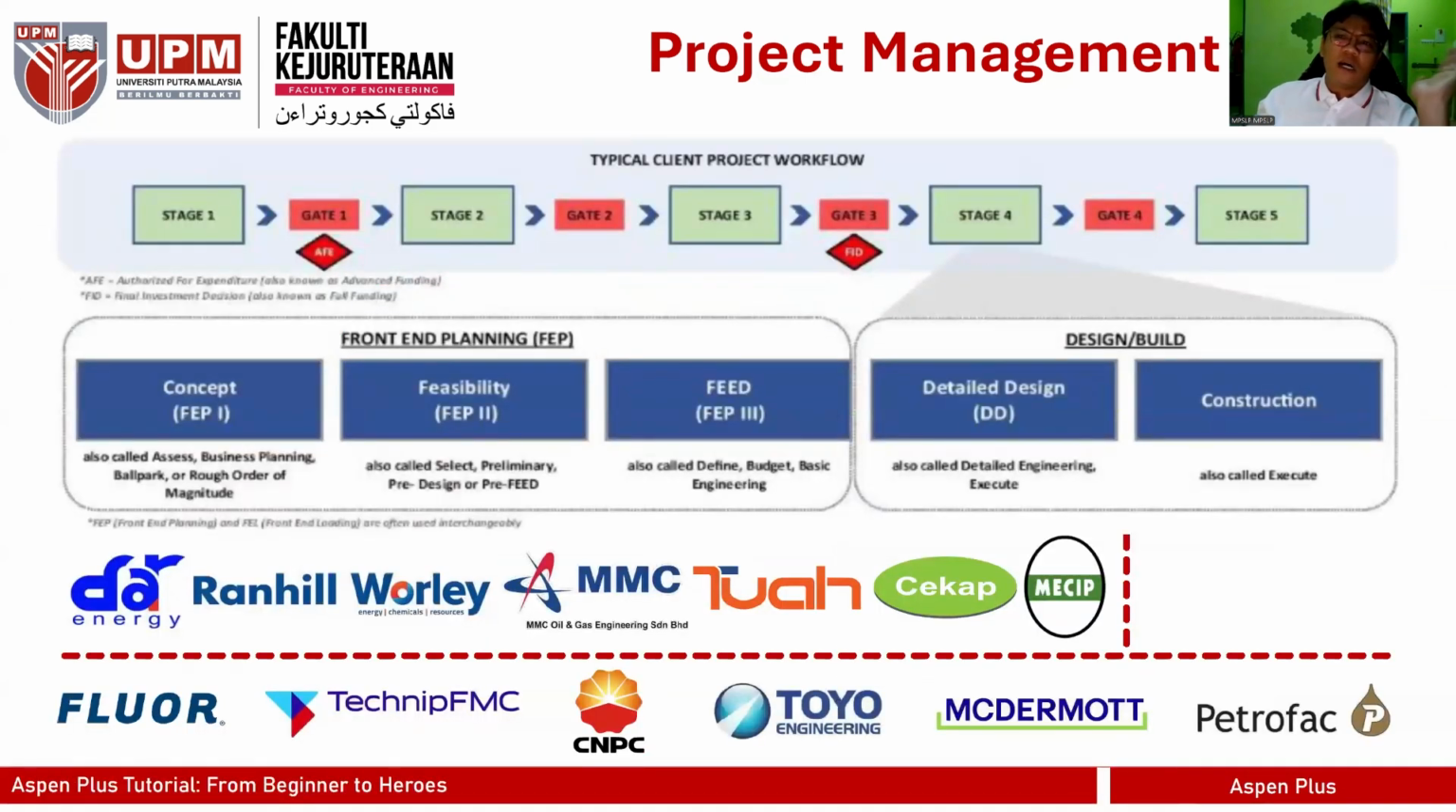This is just more insight into which local or international companies have the capabilities in the whole process of the project management system. You have a concept, and then a feasibility, and then FEED and detailed design, and below here you have all of these companies like Dow Energy, Run MMC, Tua, Checkup, Masip. These are companies who are able to do from concept to detailed design. And then if you go to construction, you have all of these companies who can do all of it.